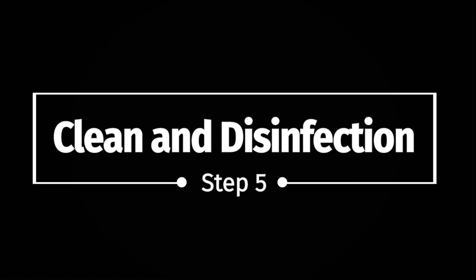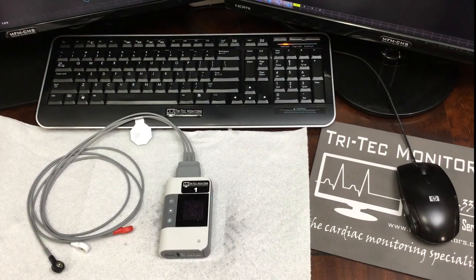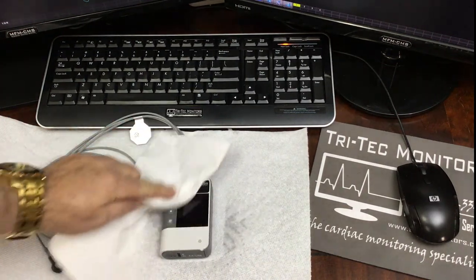Step 5. Clean and disinfect the transmitter. Now clean the transmitter and cables with a non-corrosive disinfectant like this one. After you have cleaned all parts thoroughly, allow the transmitter time to dry before storing.